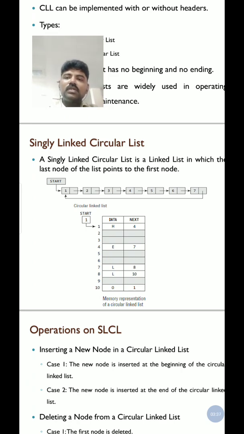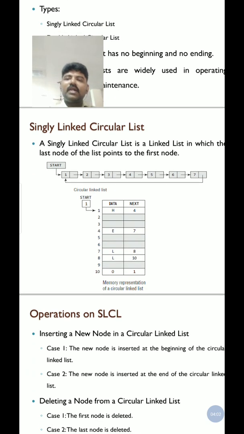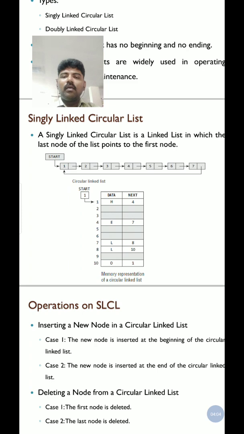In this list the first node is node 1, so its address is placed in the address field of node 7. That's why it's called a singly circular linked list. Here also the traversal is possible from one end alone. You can perform forward traversal, but you cannot perform traversal in the backward direction. This is the general representation of a circular linked list.